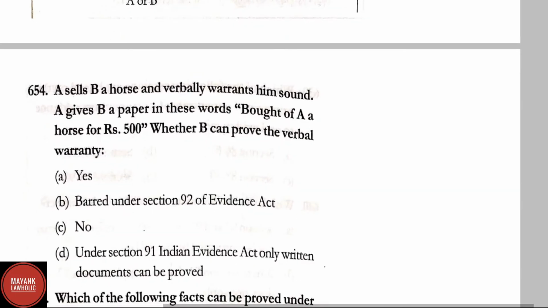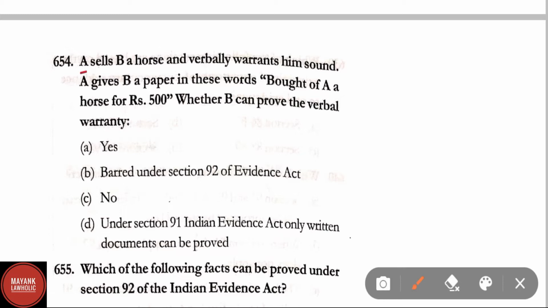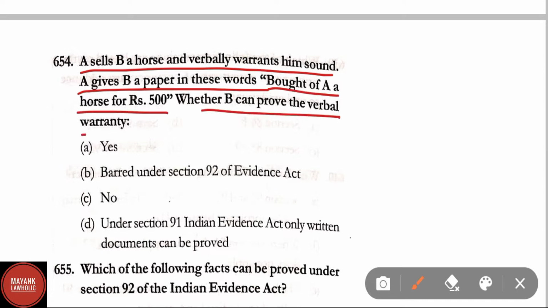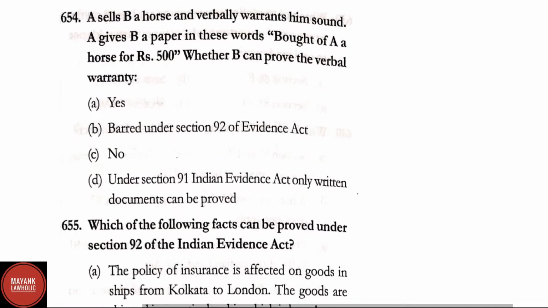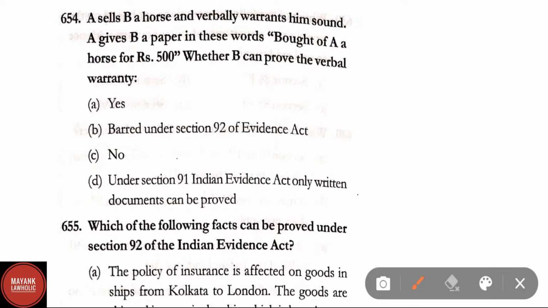Question number 654. A sells a horse and verbally warrants him sound. A gives B a paper in these words, bought of A horse rupees 500. Whether B can prove the verbal warranty? Option A, yes. Option B, barred under section 92 of the Evidence Act. C, no. D, under section 91 of the Evidence Act, only written documents can be proved. Here correct answer is option A, that is yes.